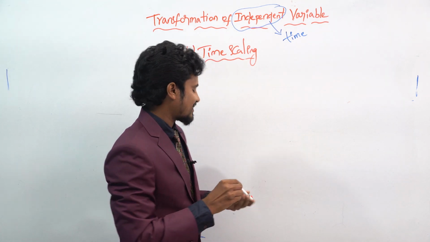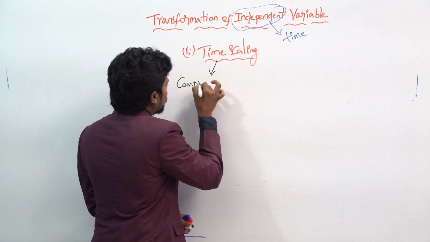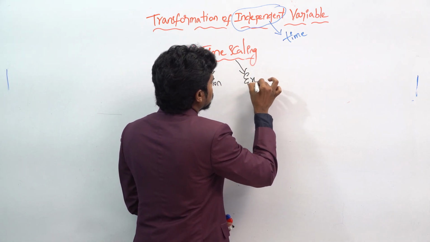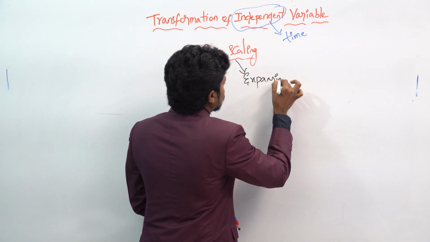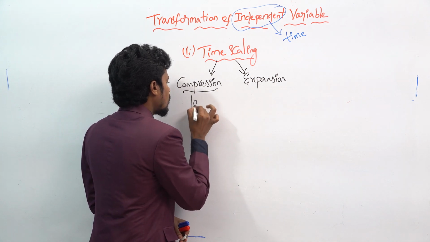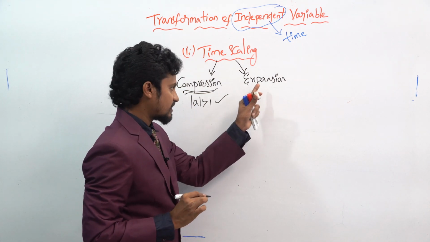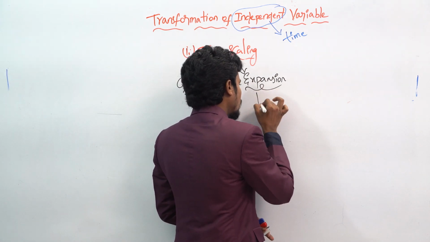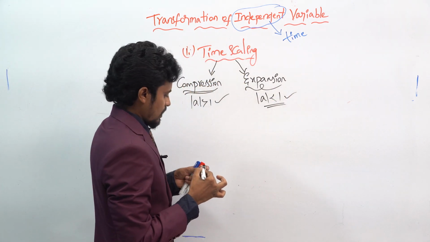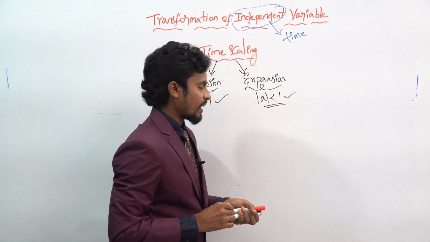The first is compression, and the next is expansion. For compression, the modulus of A is greater than 1. For expansion, the modulus of A is less than 1. Let's see what compression is and what expansion is.